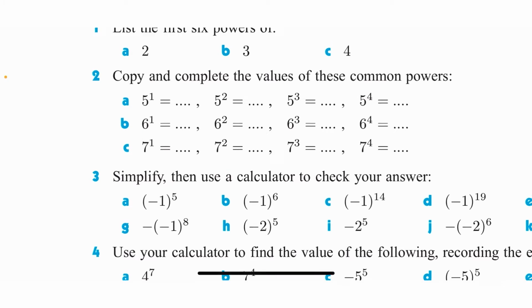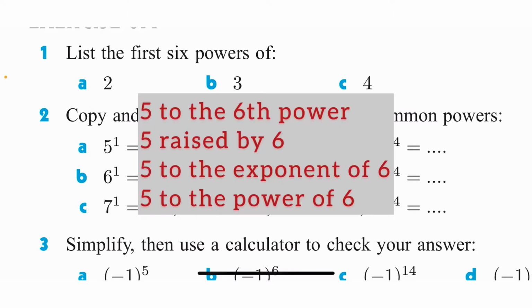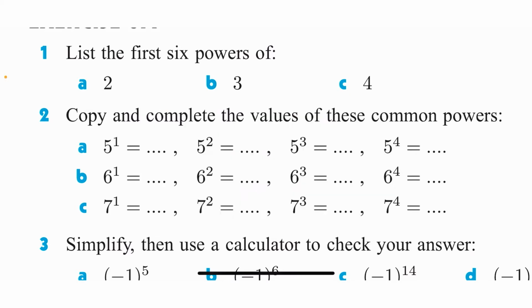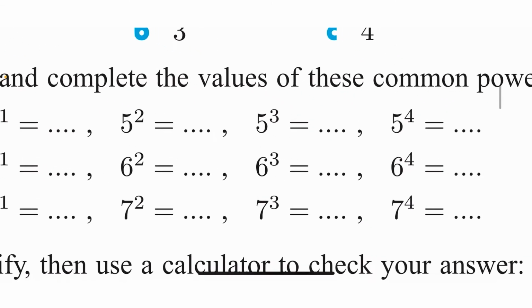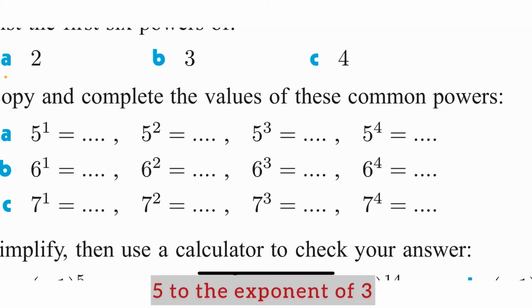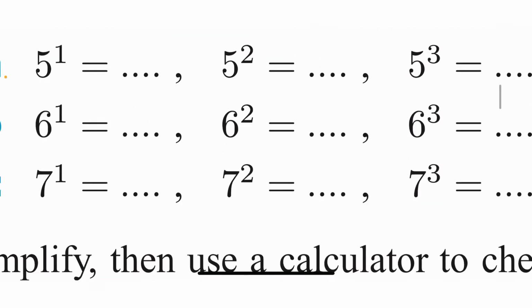Copy and complete the values. 5 to the 3rd power, we can say 5 to the 6th power, or 5 raised by 6, or 5 to the exponent of 7. There are many options that you can use when speaking about powers, right? So 5 to the 2nd power is 25. We already know that 5 to the exponent of 3 is 125. For example, 6 to the power of 2 is 36.